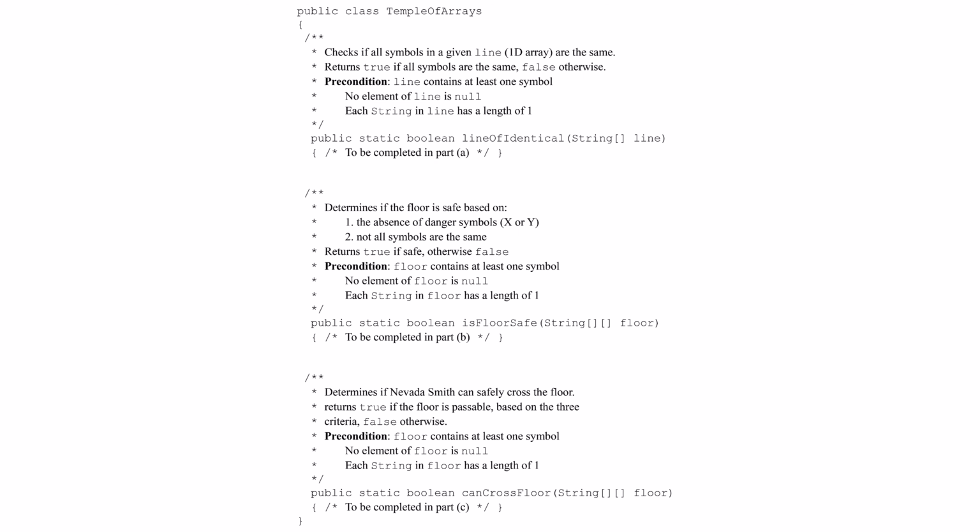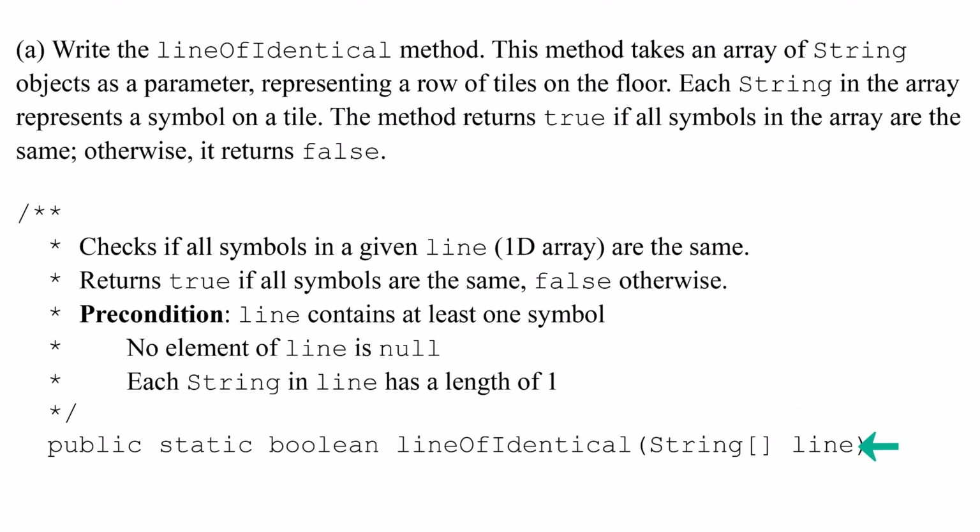Part A. Write the lineOfIdentical method. This method takes an array of String objects as a parameter representing a row of tiles on the floor. Each string in the array represents a symbol on a tile. The method returns true if all the symbols in the array are the same. Otherwise, it returns false. Pause here and complete the problem.